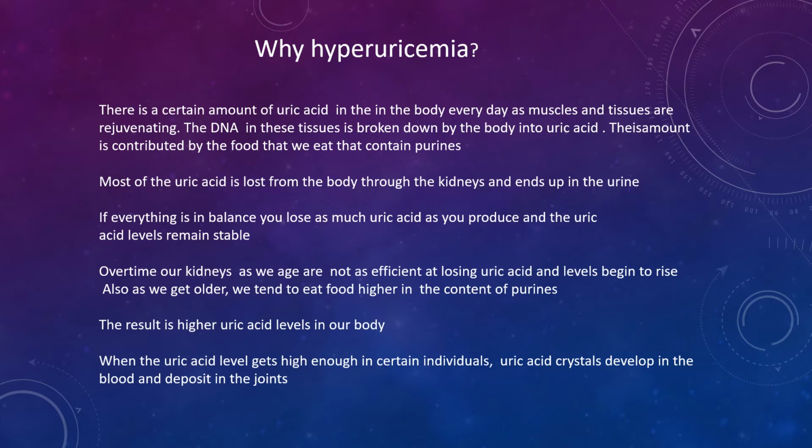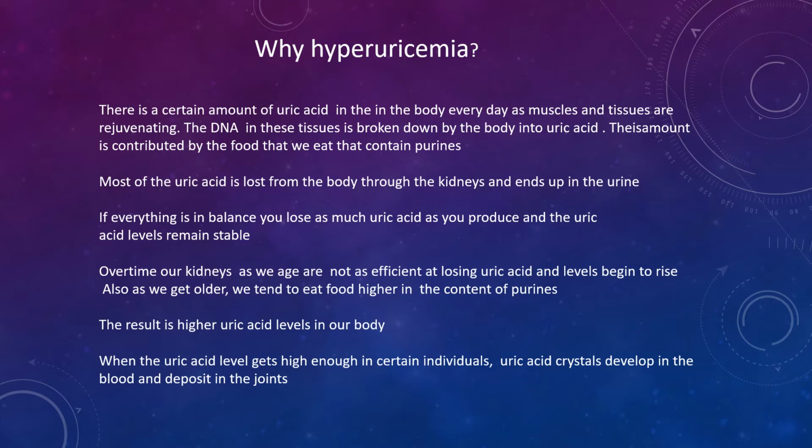Now, why do we get hyperuricemia? Well, the reason why we get hyperuricemia is there's a certain amount of uric acid always in the body as muscles and tissues are constantly rejuvenating. The DNA in this tissue is broken down by the body, which later becomes uric acid. This amount is also contributed by the food that we eat that contains purine. Most of the uric acid is lost from the body through the kidneys and ends up in the urine.